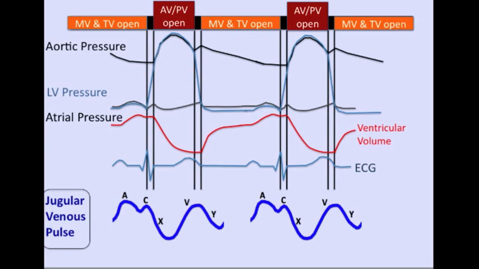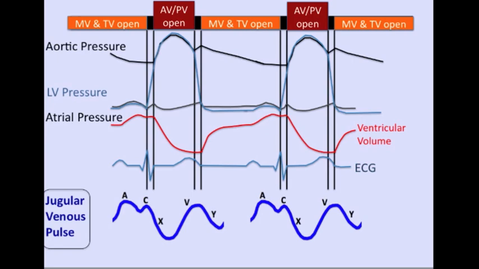So the A represents a positive wave due to contraction of the right atrium. The C is a positive deflection due to bulging of the tricuspid valve towards the atria at the onset of ventricular contraction. Next, we have the X descent. This is a negative deflection due to atrial relaxation. And V is a positive deflection, and that's due to the filling of the right atrium against a closed tricuspid valve that occurs during ventricular contraction.